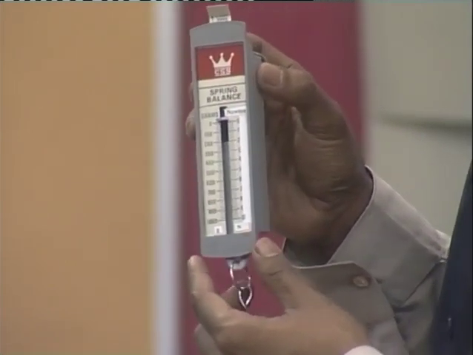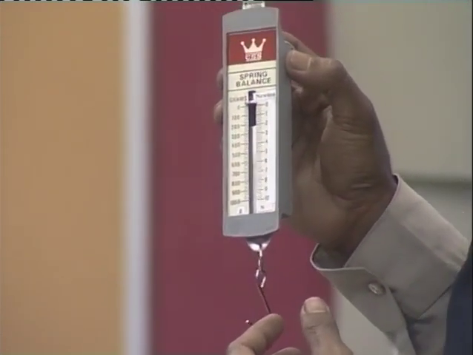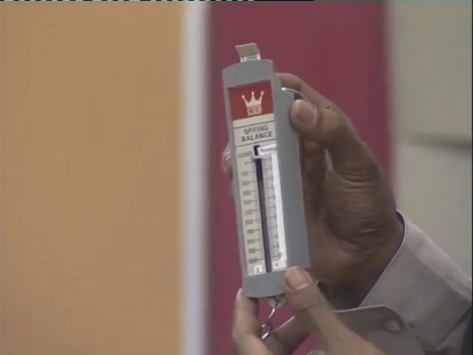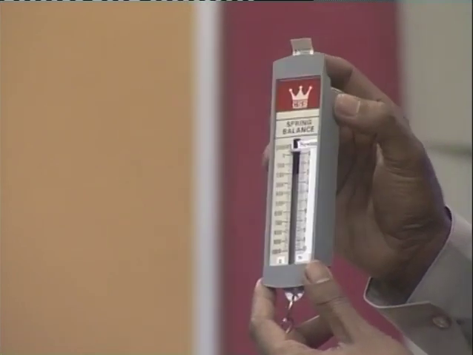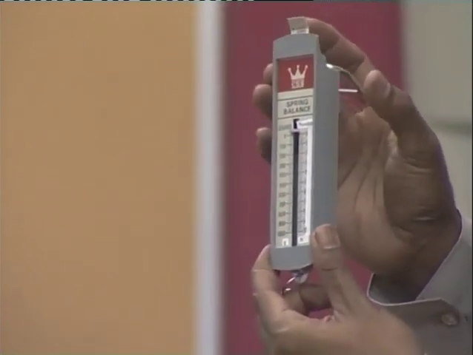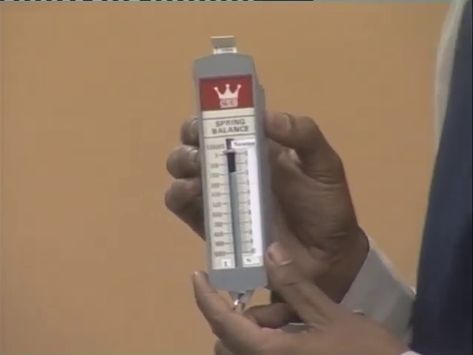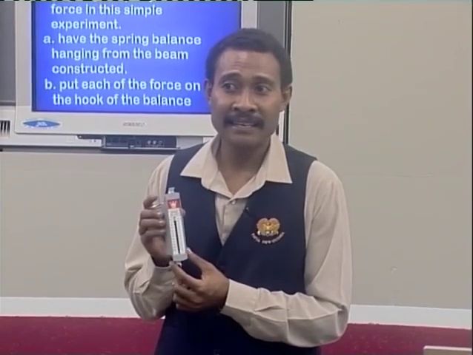On the right side of the spring balance, the measurement is in grams. So we have 0 up to 1,000 grams on the right side of the spring balance. On the left side, the measurements are in.